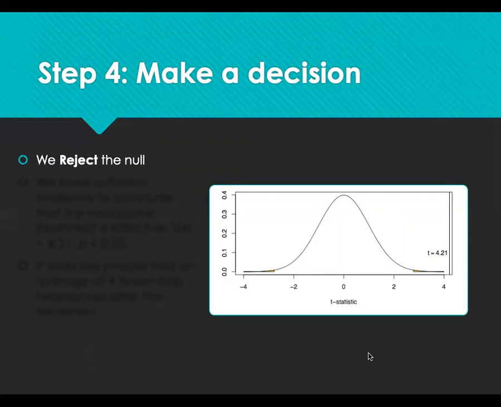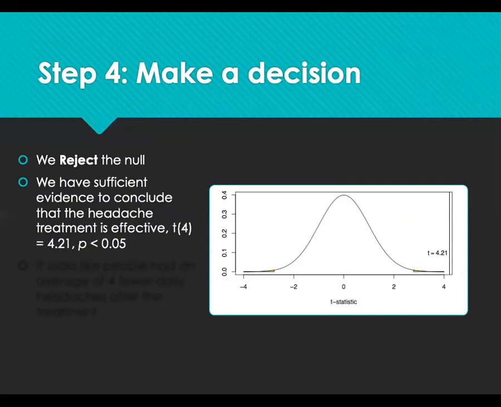So here on this graph, I've tried to show where T critical and where T obtained is. And we definitely are going to reject the null, right? We have sufficient evidence to conclude that the headache treatment is effective, that there is some kind of effect. And here's how you would report it. You would state that, and then you'd say T with 4 degrees of freedom equals 4.21, and that's with a p-value that's less than 0.05.